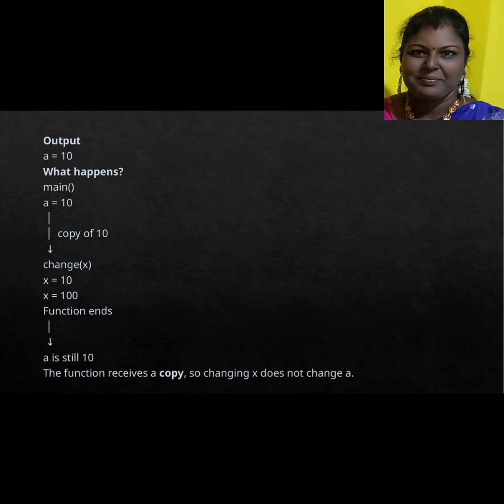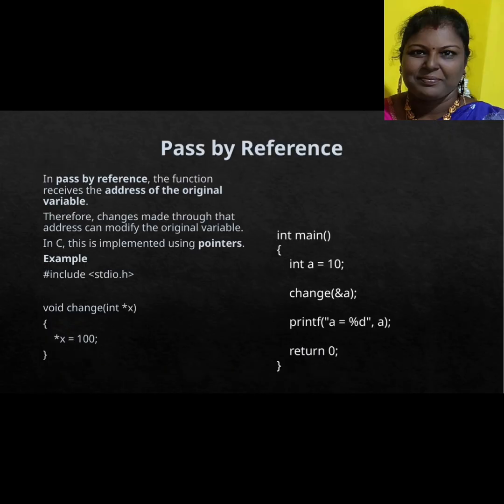Let's look at how pass by reference works in C. Instead of passing a copy of the variable, we pass its address, a pointer to the original data. This means any changes inside the function directly affect the variable outside. In this example, the function change takes a pointer to an integer, then updates the value at that address. When we print the variable afterward, we see the updated value, showing the original variable was modified through its reference.